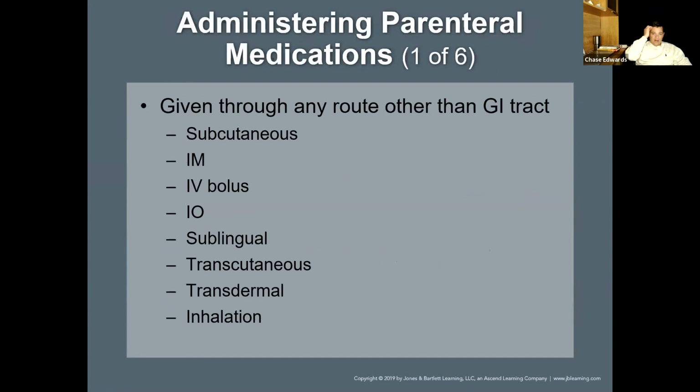Parenteral is given through any route other than the GI tract. There are some parenteral routes used by AMTs: subcutaneous, IM or intramuscular, IV, IO, sublingual, transcutaneous, transdermal, and inhalation.